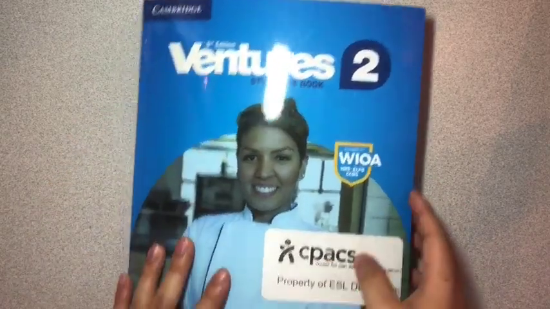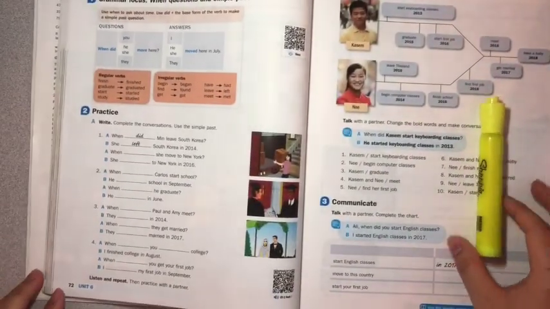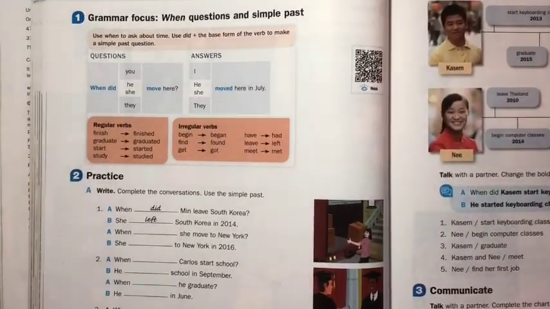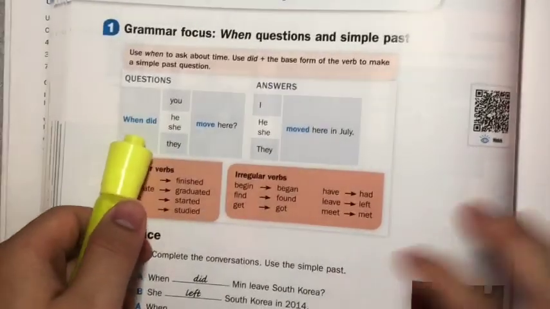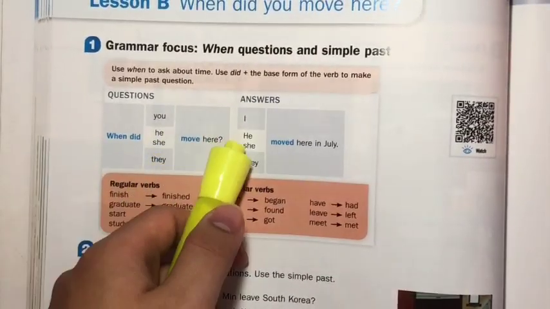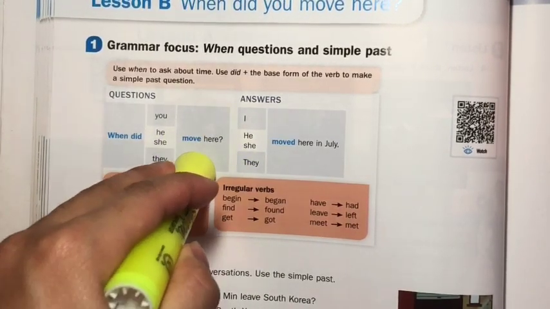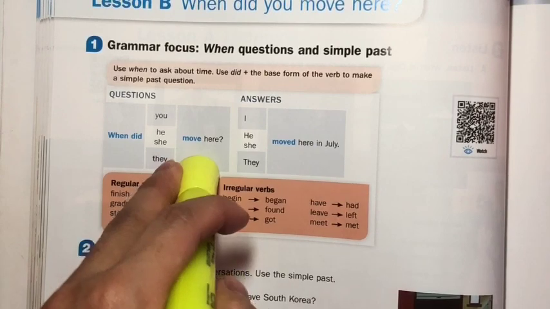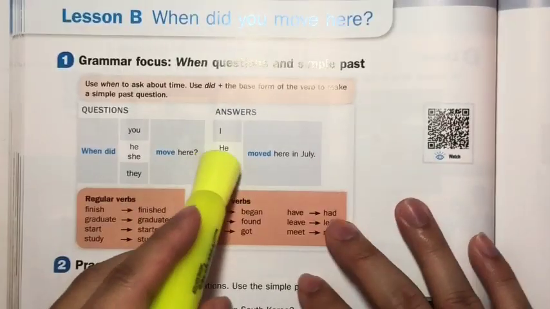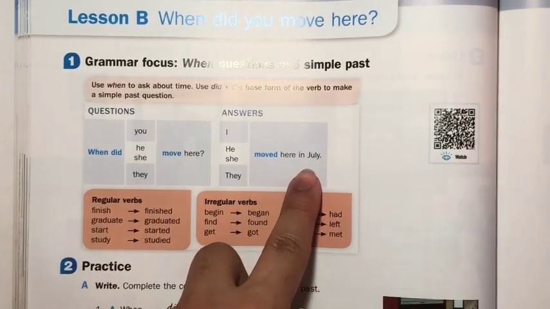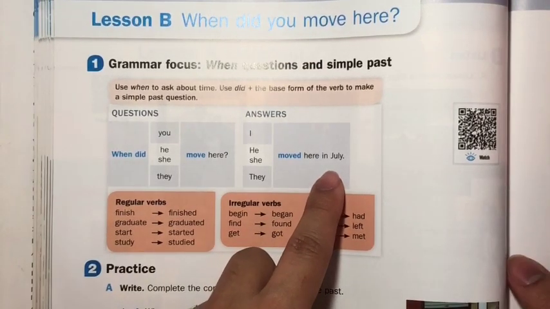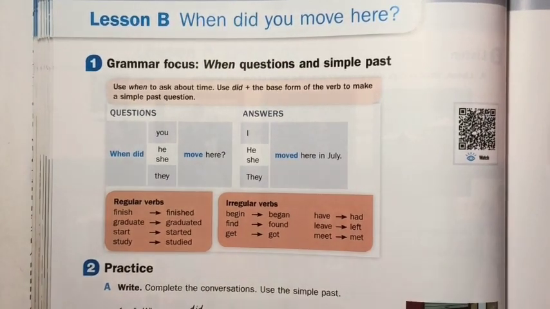In your student book, page 72. On page 72, we ask when questions. Like, when did you move here? So when did you begin to live here in this city, in this house? When did you move here? I moved here in July. So I started to live here in July.